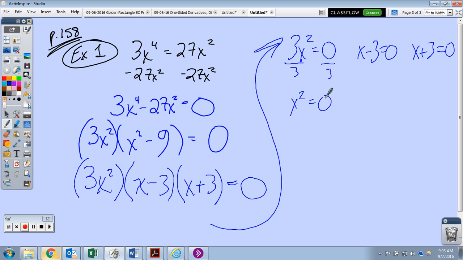And then you want to get the x, so you will put your square root. Take the square root of it. So if it's squared, we'll take the square root of it. So if I square root both sides, I would have x equals plus or minus the square root of 0. And x equals 0. So this x equals 0, right?